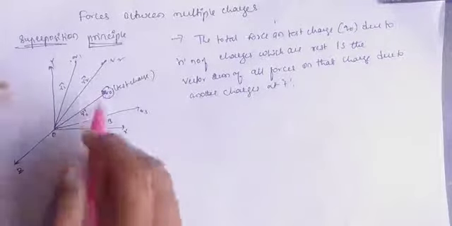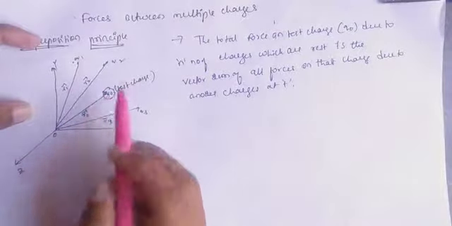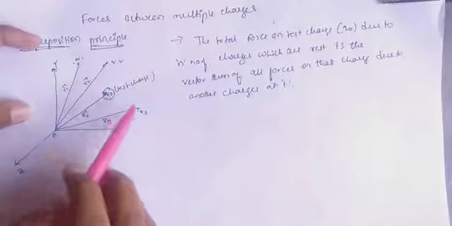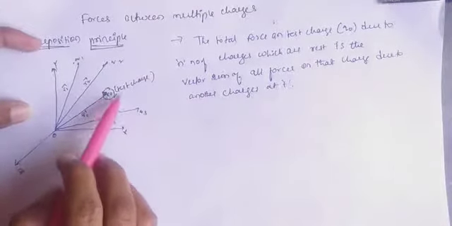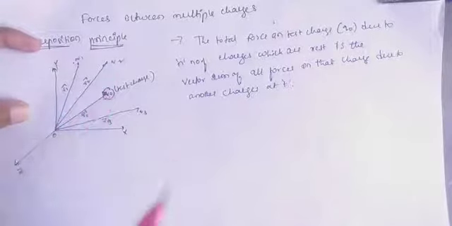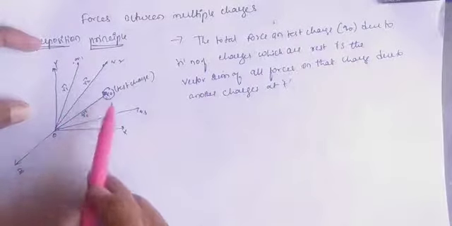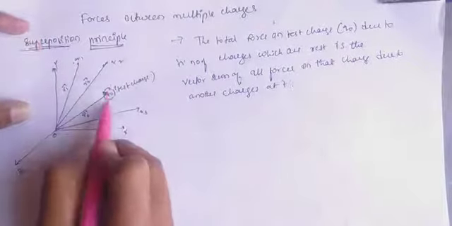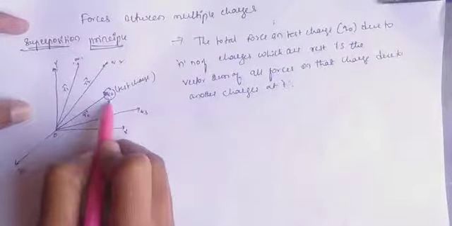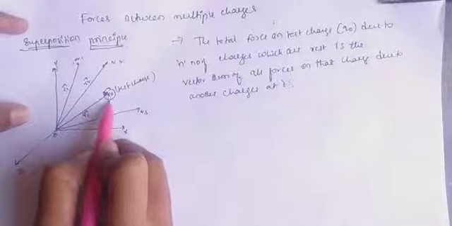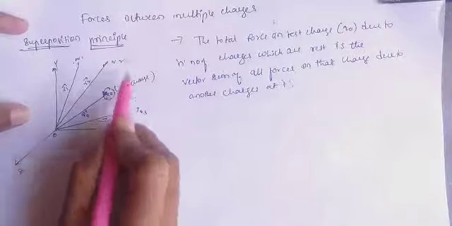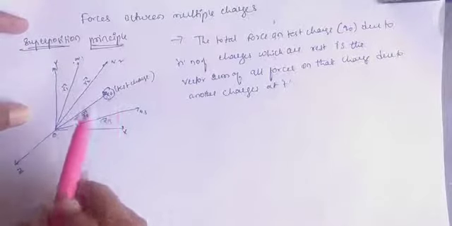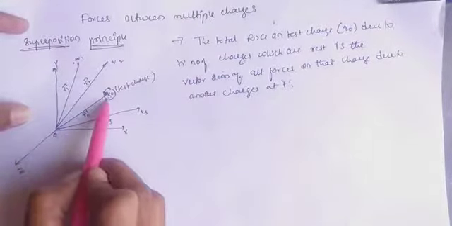So here one test charge is there. This q1 applies the force on q0, q2 applies the force on q0, and q3 applies the force on q0, and if n number of charges are there, n number of charges individually apply the force on q0. Here I want to get the force on this test charge. I want to get the effect given by all those charges. That means I want to get the total force which is applied on this q0 charge.